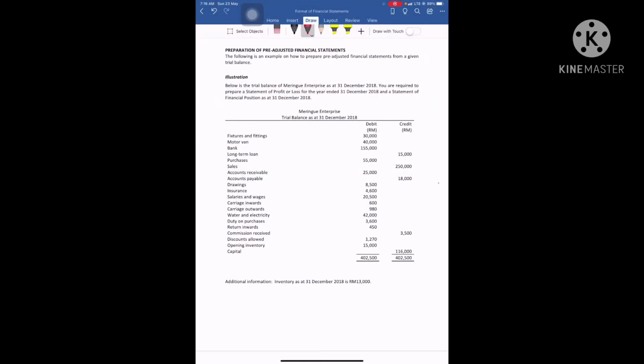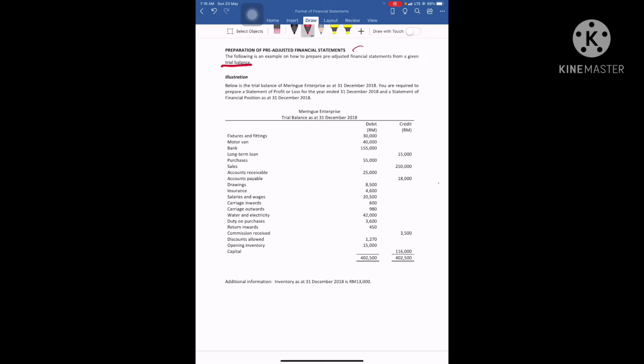Okay, now let us know how to prepare the financial statement, based on the illustration in the books. Preparation of pre-adjusted financial statement. The following is an example of how to prepare a pre-adjusted financial statement from a given trial balance.